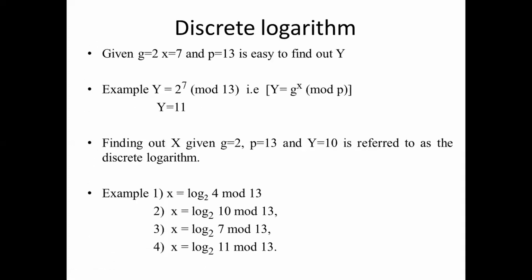Next, discrete logarithm. Suppose you are given the g value, x value and p value, it is easy to find y. Why? See here, y equals g to the power of x mod p. What is the g value? 2. And what is the x value? 7, mod 13. So 2 to the power of 7 mod 13 gives you the remainder 11. But finding x given the g value, p value and y is referred to as a discrete logarithm.